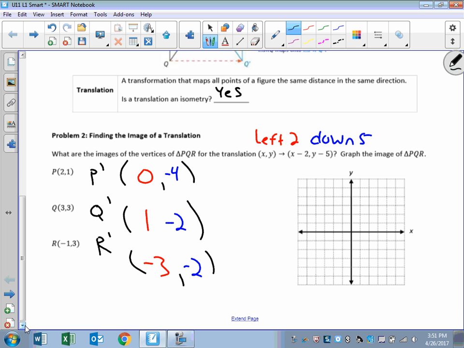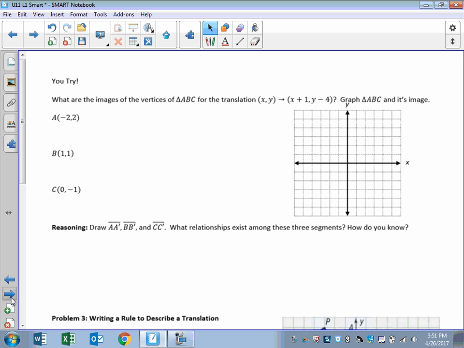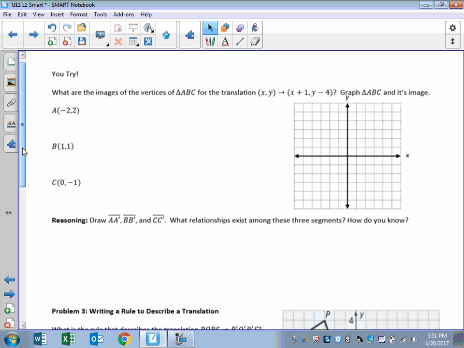So that's pretty easy. Then you can go over to the graph and plot those yourself. I'm not going to spend time doing that. I'm sure you guys know how to plot points. So we'll move on. I'll let you guys do one on your own with the rule x plus 1, y minus 4.